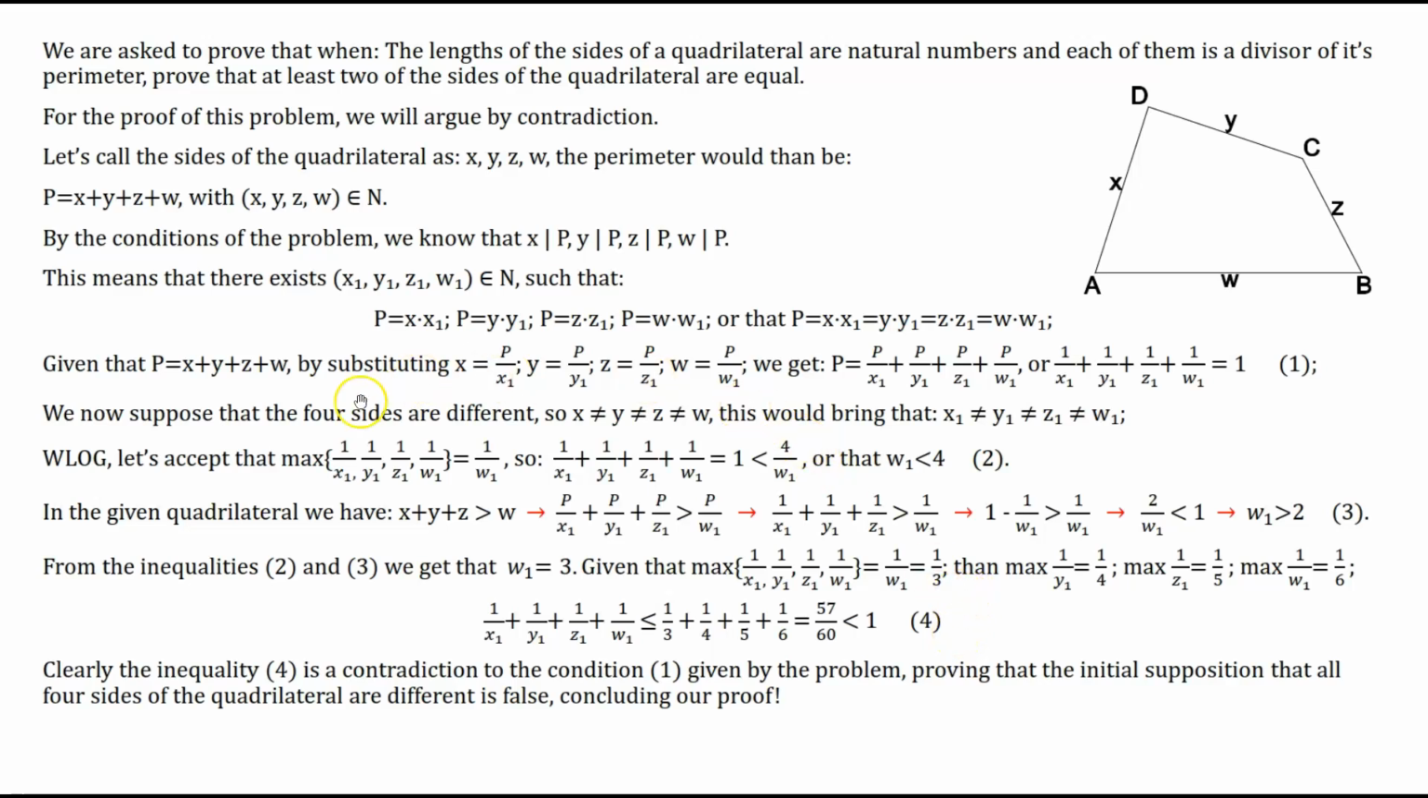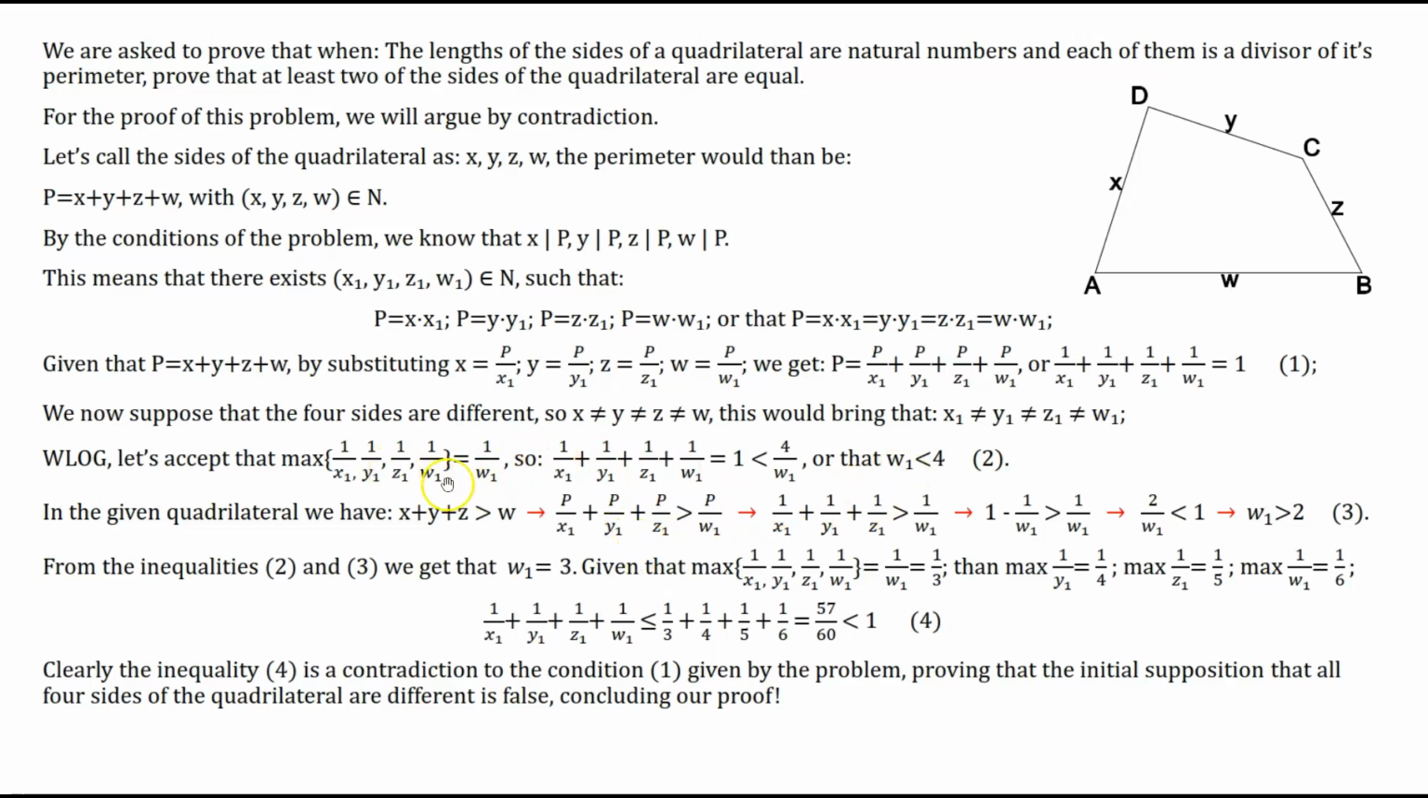As we said, we initially supposed that the four sides of the quadrilateral were different from each other. This brought that even the divisions, the result of the division between the perimeter and each of the sides, which were x1, y1, z1, and omega 1, are different from each other. We supposed that the maximal value between these four fractions was 1 divided by omega 1, and we concluded by two inequalities that the only possible value of omega 1 was 3.